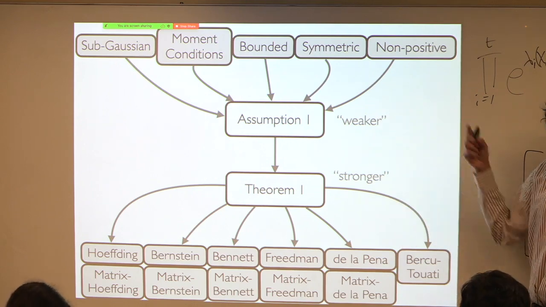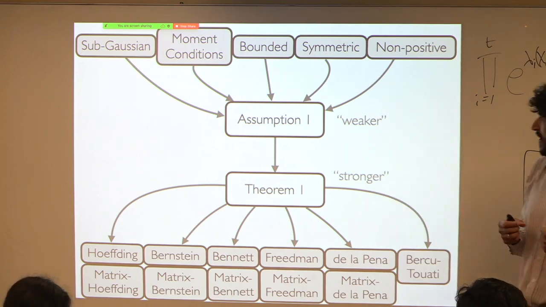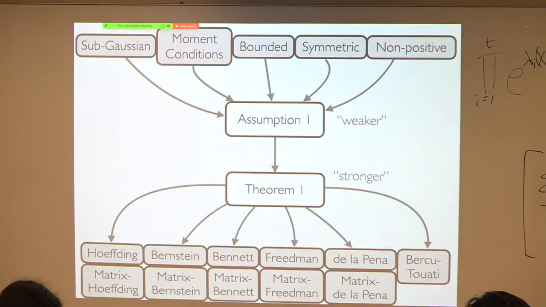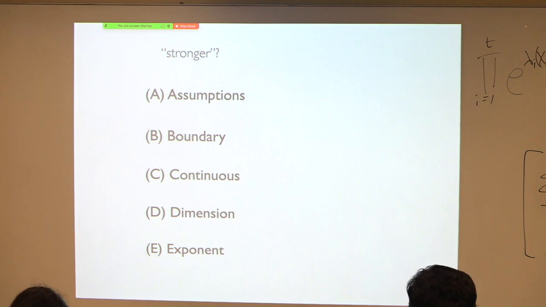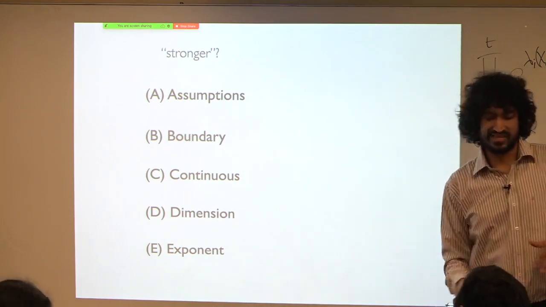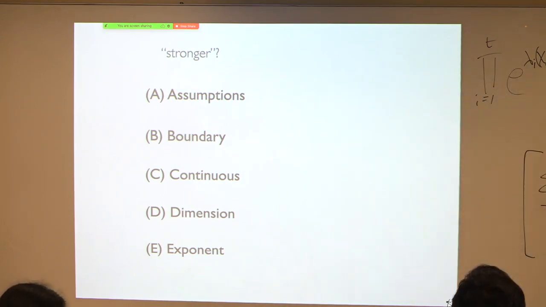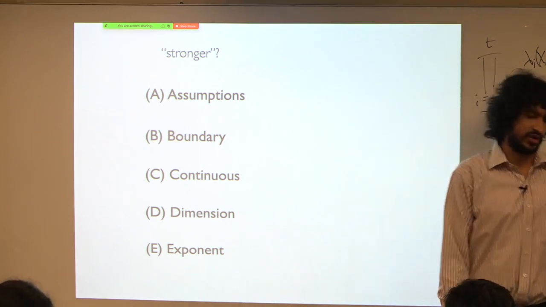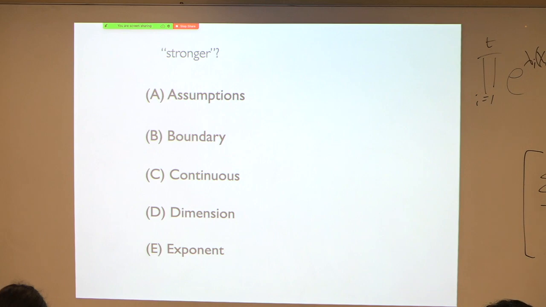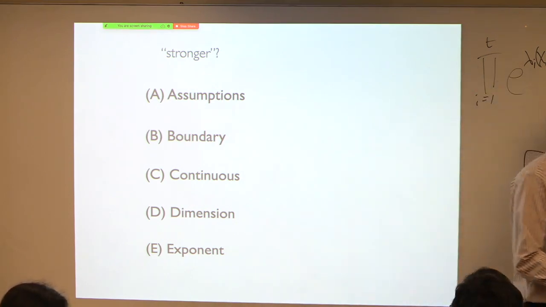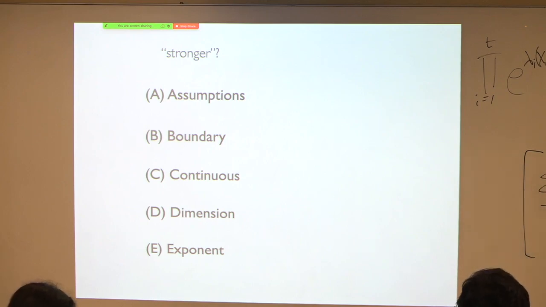So I think we're going to be paying some attention to why this assumption is interesting and what this theorem looks like. Okay, what do I mean by stronger? We have an ABCDE mnemonic in the paper. A means the same bound holds under weaker assumptions. B means that there's going to be a particular boundary and we can lower that boundary, we have a tighter boundary. C means we have an extension to continuous time. D means we have an extension to matrices that was not known before. And E means we can improve the exponent for that bound. So we have 5 notions of stronger.